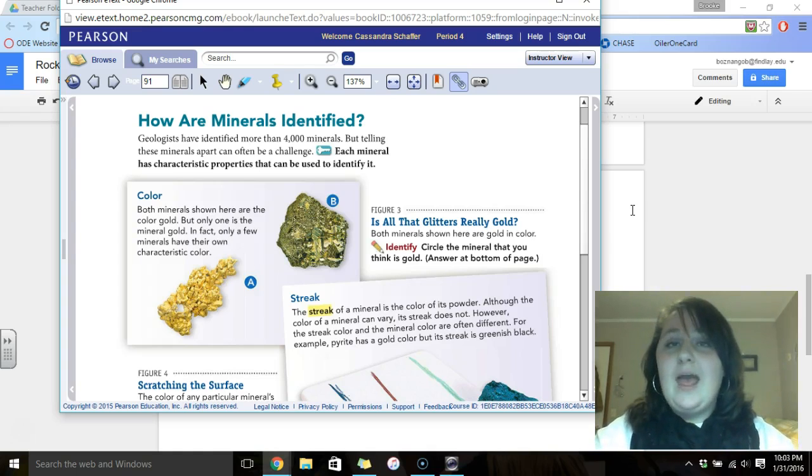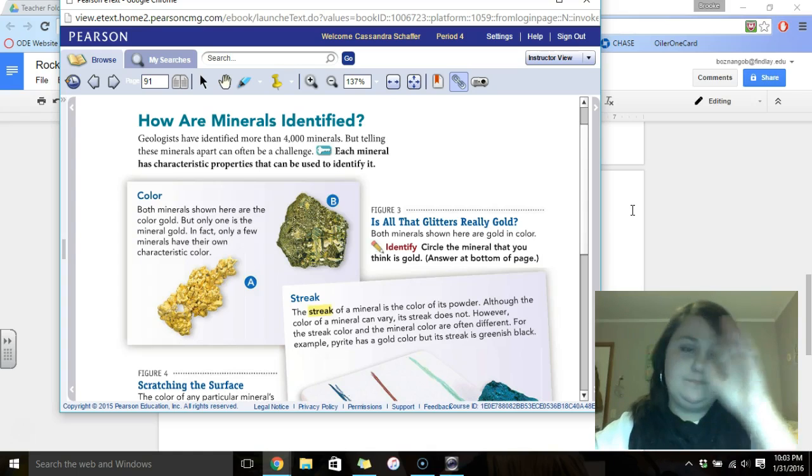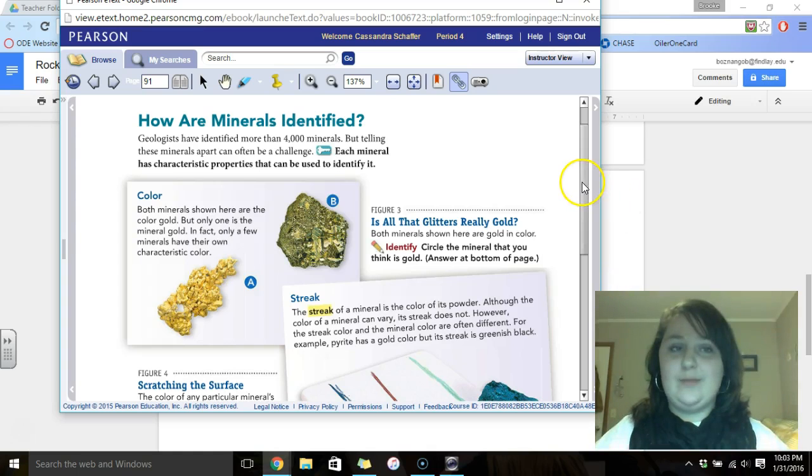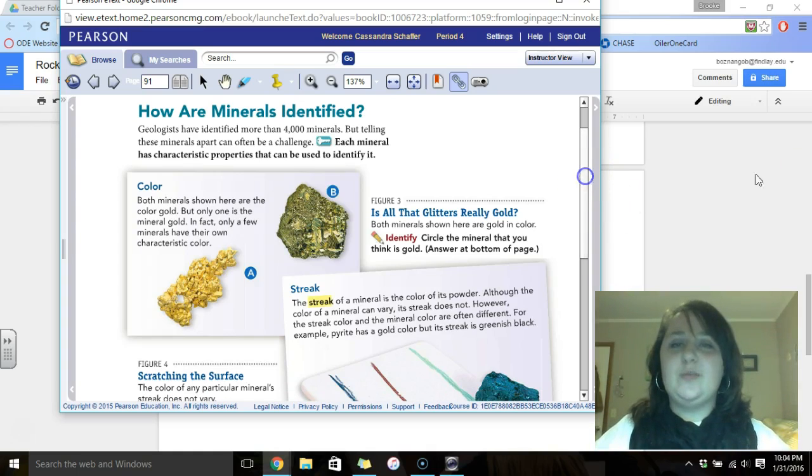So, how are minerals identified? That's the new big blue question that we have. Geologists have identified more than 4,000 minerals. Telling these minerals apart can often be a challenge. Here's our blue key. Each mineral has characteristic properties that can be used to identify it. So today, we're only going to focus on 3 of them. It's all kinds of different properties, but we're only going to focus on 3 today.